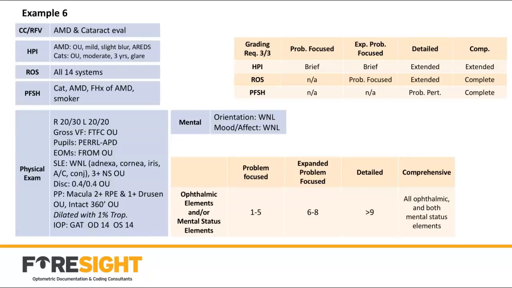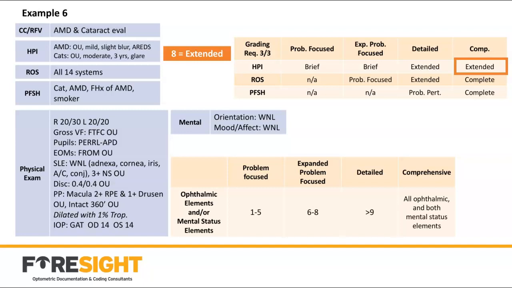For example 6, we have a patient with a history of macular degeneration, cataracts. They're here for an evaluation. We have an HPI for the macular degeneration of it's being in both eyes, mild, slight blur. They're taking AREDS for cataracts. It's both eyes, it's moderate, going on for 3 years, and it's got some glare issues there. So we actually have about 8 HPI elements, so we're definitely into the extended range.